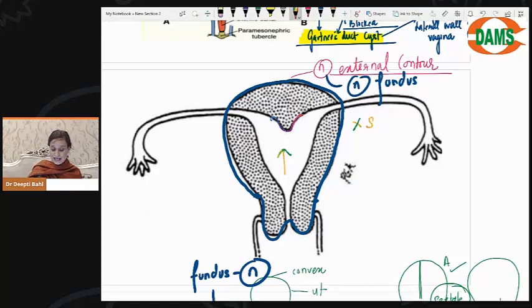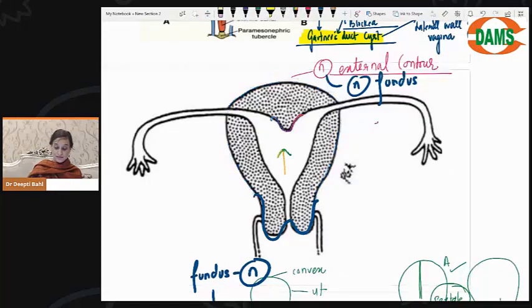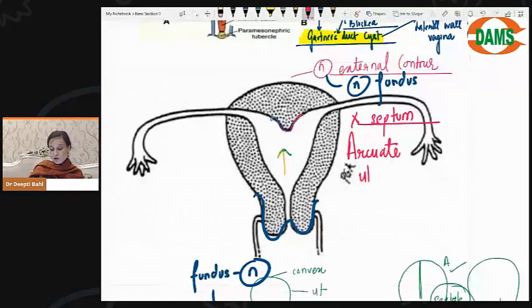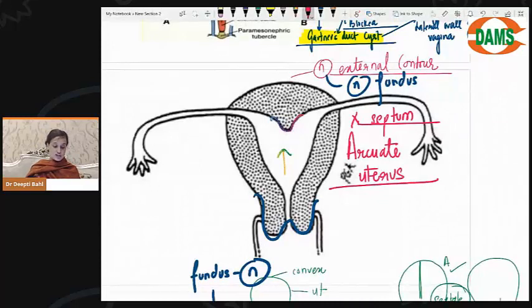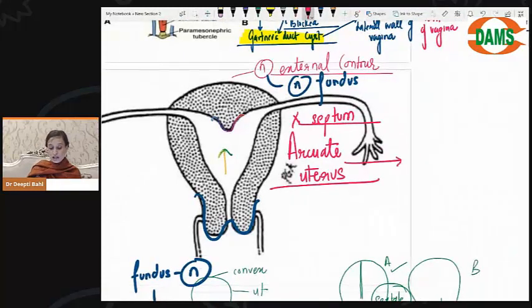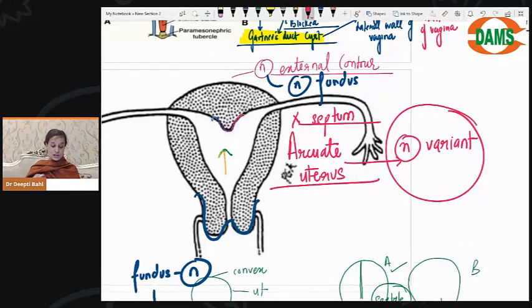This is not septate. A septum has to be at least some size to call it a septum, so this is not a septum. This small projection from the fundus is called an arcuate uterus. It is not an anomaly. It is a normal variant.